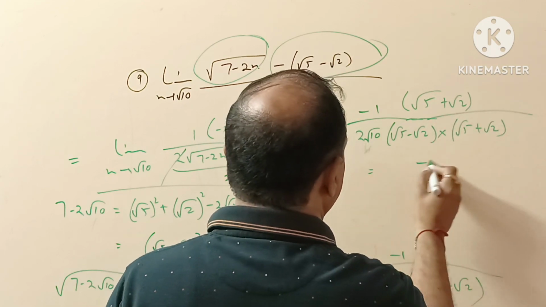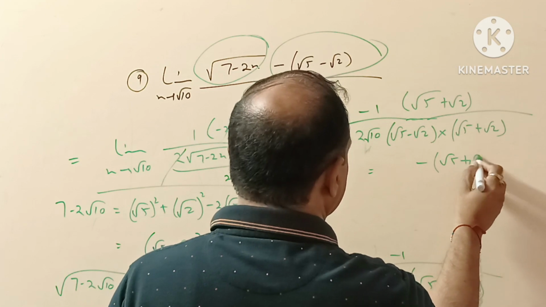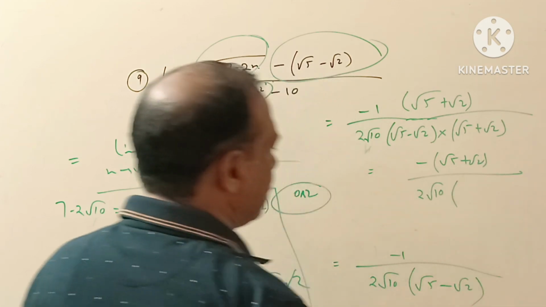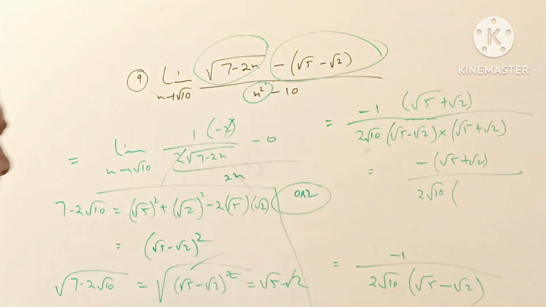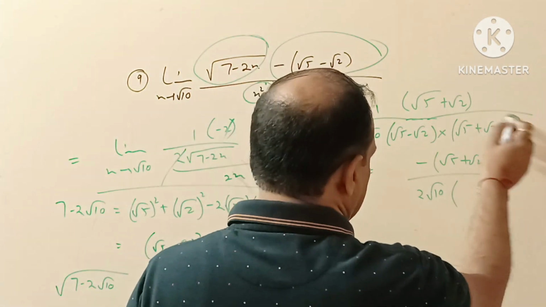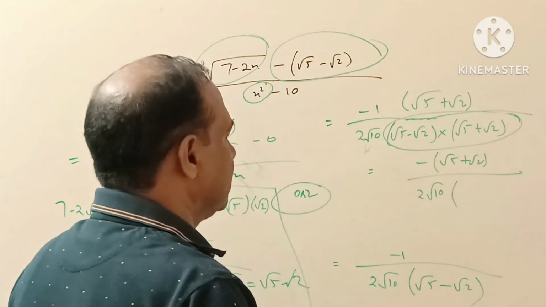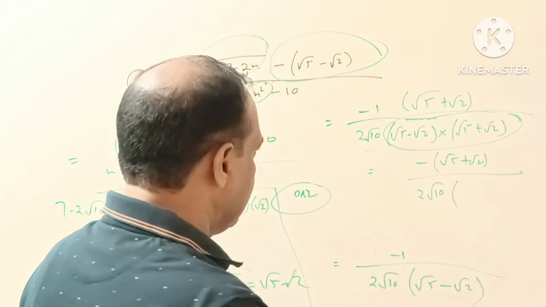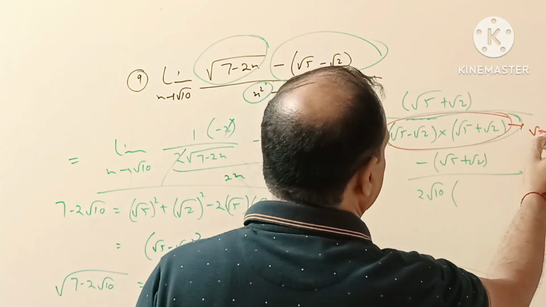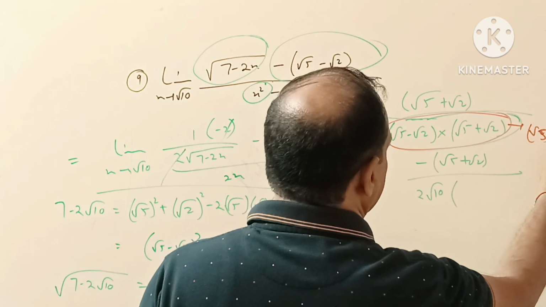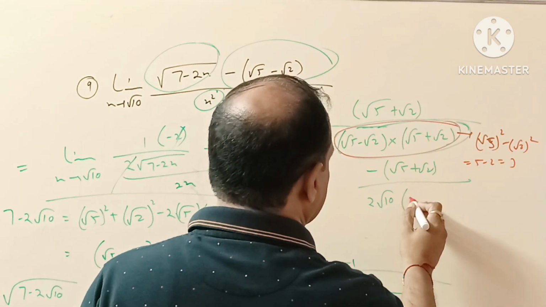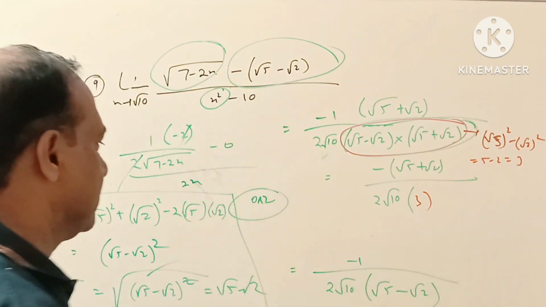Now this will give you minus under root 5 plus under root 2 in the numerator, and the denominator 2 root 10. Here you have to apply the formula for a minus b times a plus b, which will give you a square minus b square. If I apply the formula here, I will have under root 5 square minus under root 2 square. You will have 5 minus 2 as 3.